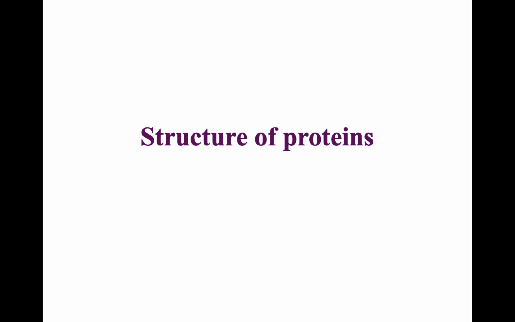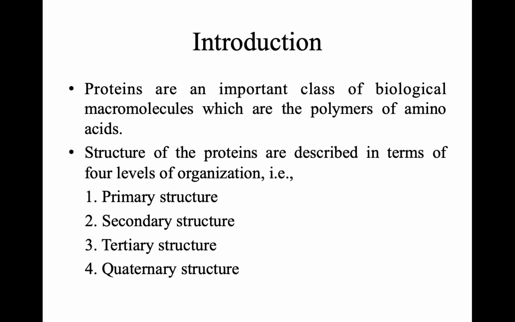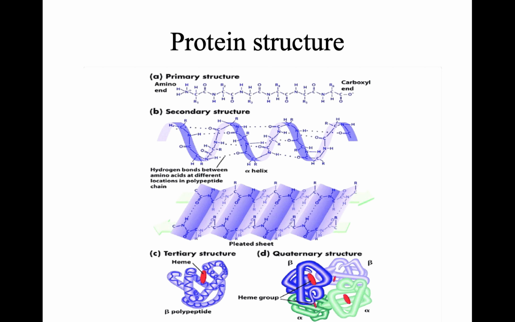Hello everyone. In this class, we are going to discuss the structure of proteins. As we discussed in the previous classes, proteins are an important class of biological macromolecules and are nothing but polymers of amino acids. Structurally, proteins can be described in terms of four levels of organization, which include primary structure, secondary structure, tertiary structure, and quaternary structure. As we discussed earlier, the primary structure is a series of amino acids linked to one another with the help of peptide bonds, making the polypeptide chain, which is called the primary structure.